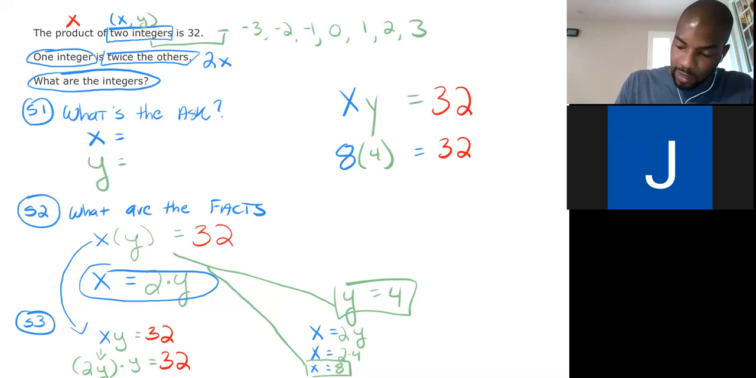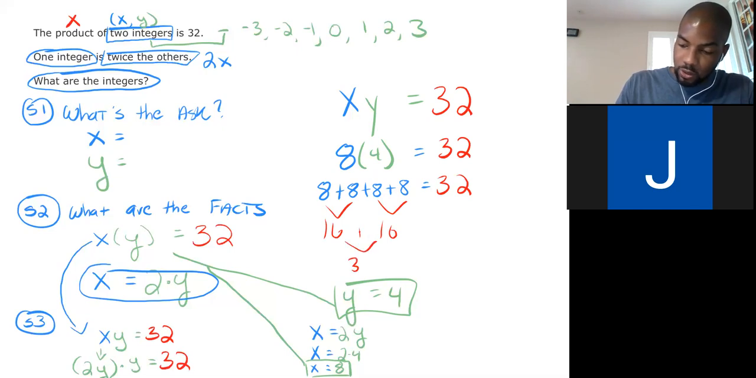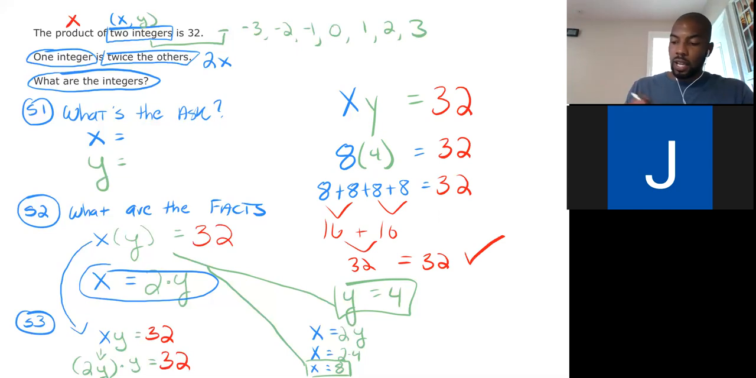Well, let's see, 8, 4 times. 8 plus 8 plus 8 plus 8. Does that equal 32? 8 plus 8 is 16. 8 plus 8 is 16. 16 plus 16 is 32. Ladies and gentlemen, we have liftoff. Your answers are y equals 4 and x equals 8.